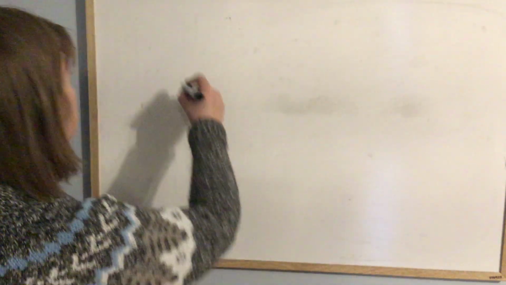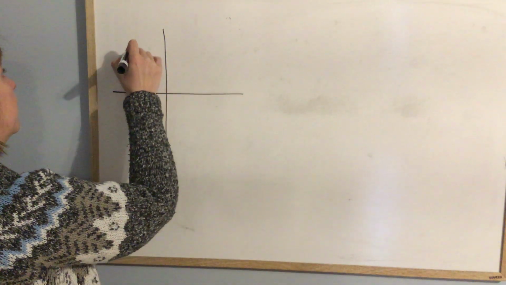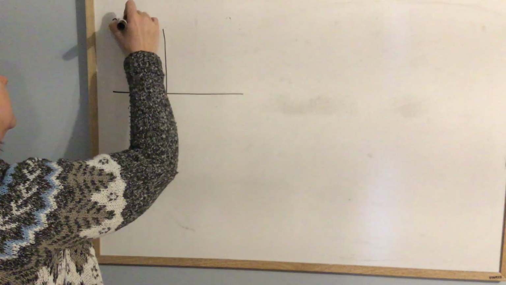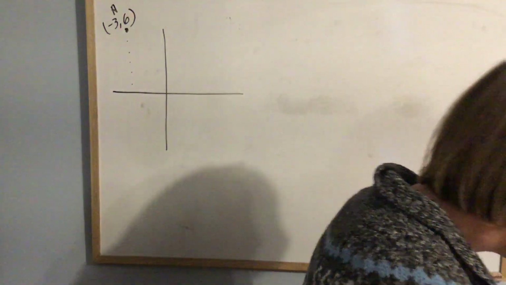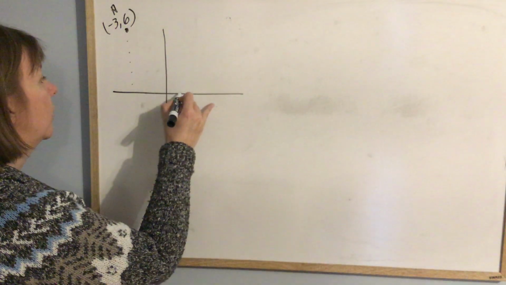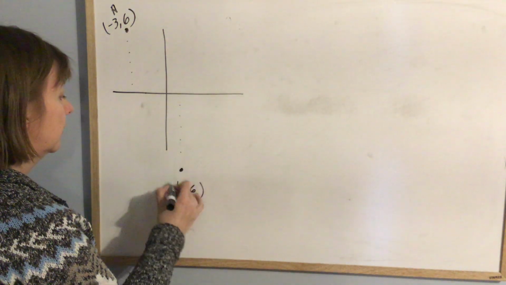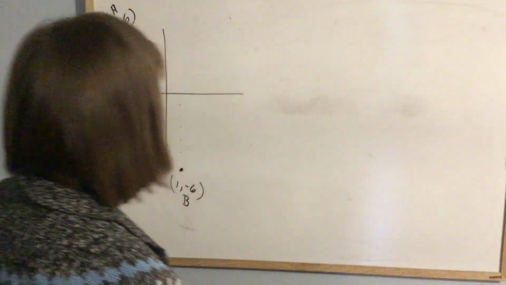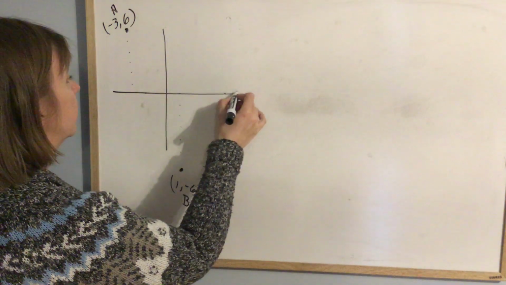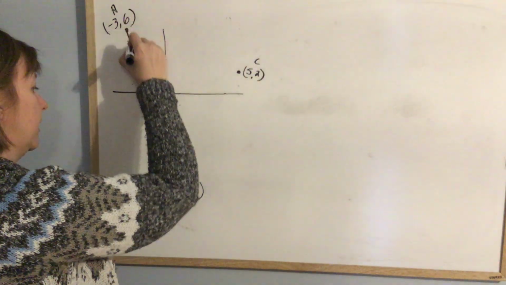The vertices of a triangle are -3 and 6. 1, 2, 3, 1, 2, 3, 4, 5, 6. That's A. I hope that's as far back as it goes. B is 1 and -6: 1 and 1, 2, 3, 4, 5, 6. And C is 5 and 2: 1, 2, 3, 4, 5, 1, 2. Why did I have to make it so big? Okay.